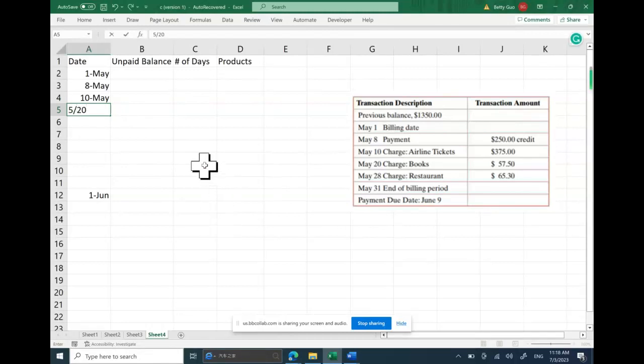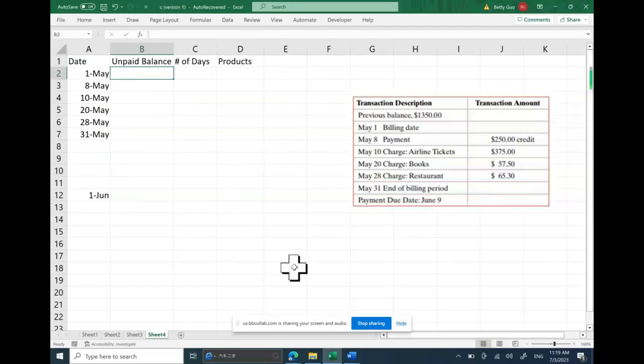You spend money again, buying books. Next transaction day, May 28th. On May 28th, you went to a restaurant. And the end of the billing cycle is May 31st. Even if you didn't spend anything on that day, we still include the last day in the first column, right? So that's how you have the first column: beginning day, ending day, and all the days on which you have transactions going on.